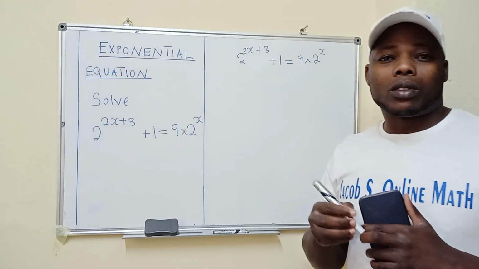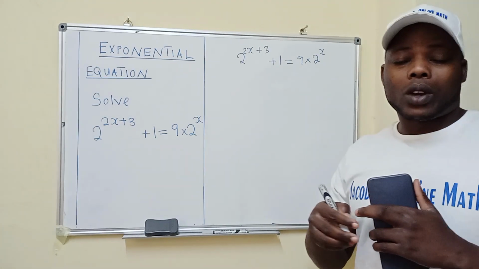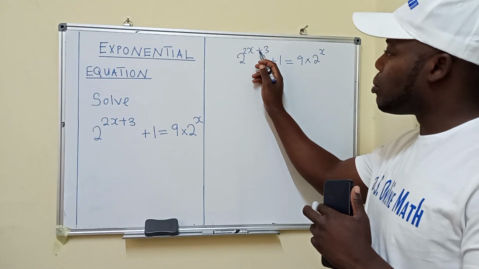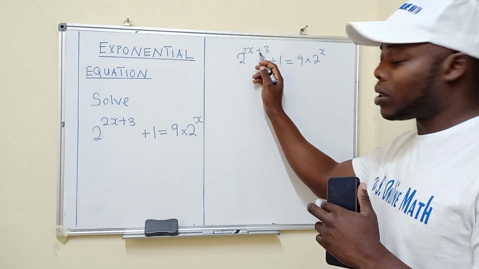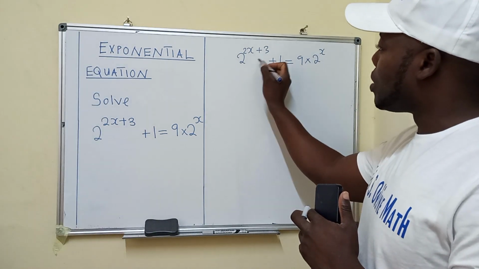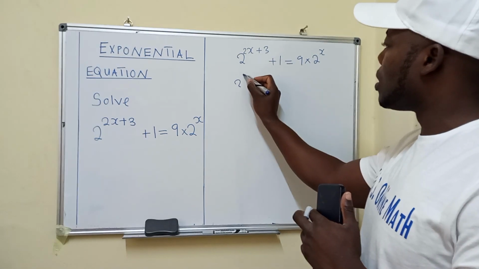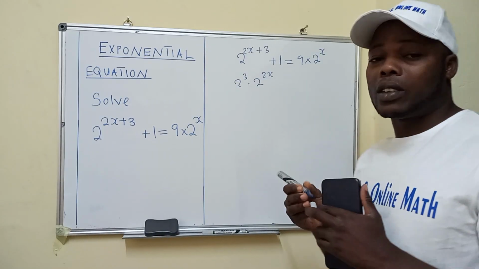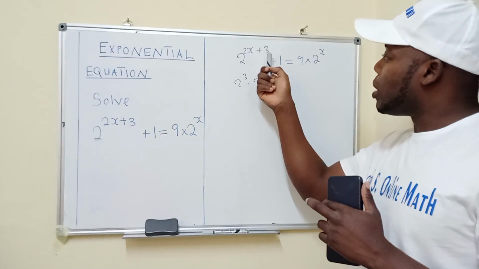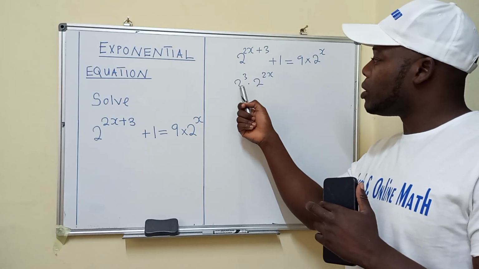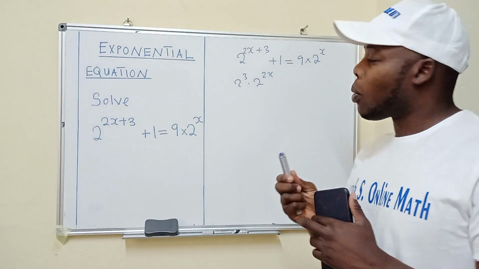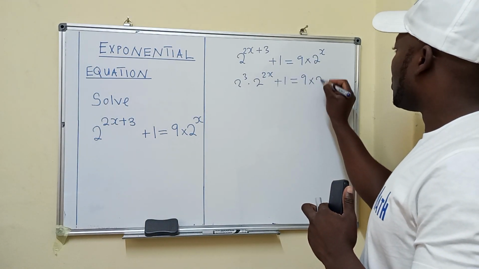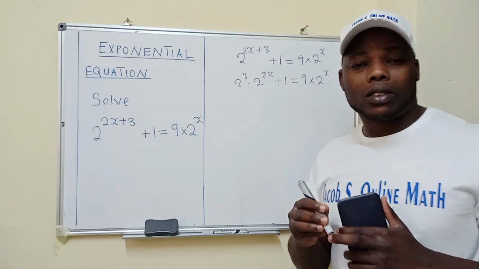This is how the equation looks. After copying, try to use the laws of indices, okay? Mostly here, we're able to see the plus sign, okay? So the laws of indices here says that if you have something like this, this and this are just the same, okay? When the powers are being added, meaning the bases were being multiplied, plus 1 is equal to 9 times 2 power x.